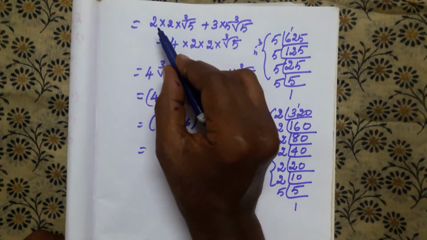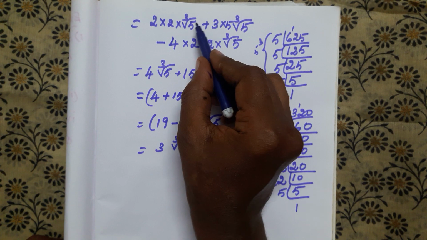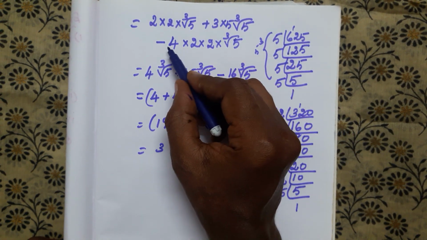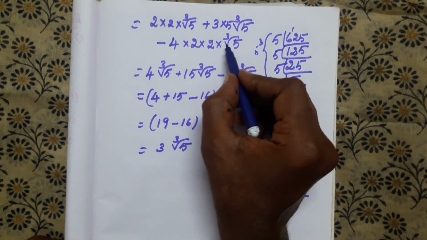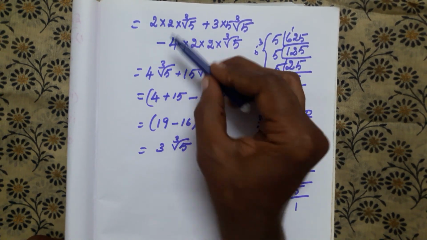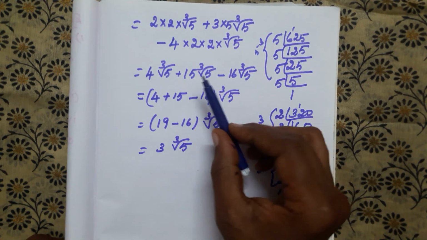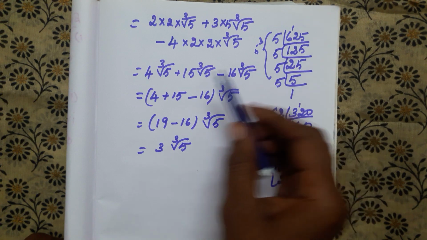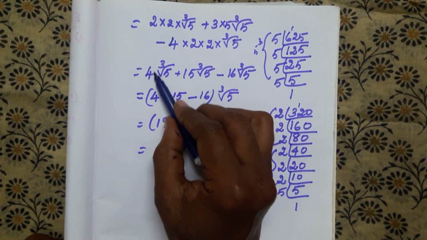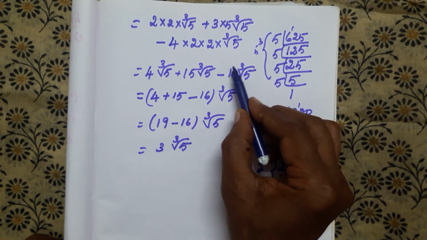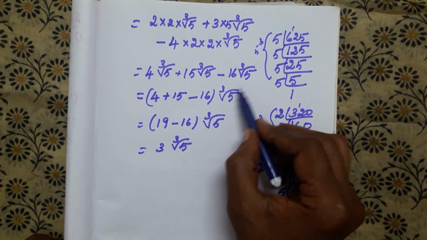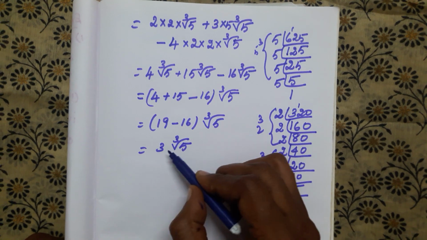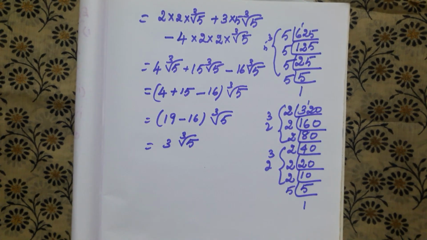Now it's equal to 2 into 2 into cube root of 5 plus 3 into 5 into cube root of 5 minus 4 into 2 into 2 into cube root of 5. 2 2s are 4 into cube root of 5 plus 15 cube root of 5 minus 16 cube root of 5. What's the coefficient? 4 plus 15 minus 16 into cube root of 5 is 19 minus 16 cube root of 5, which is 3 cube root of 5.